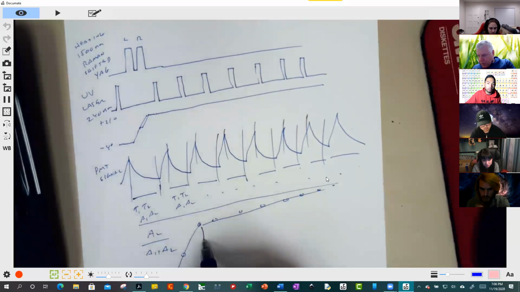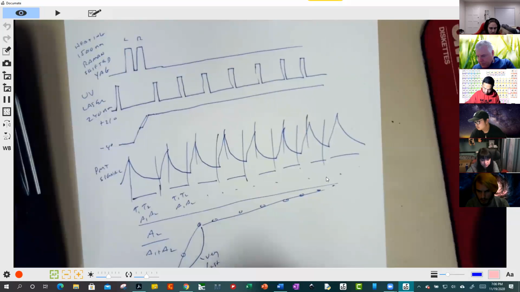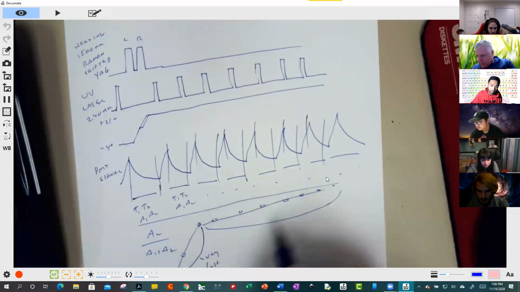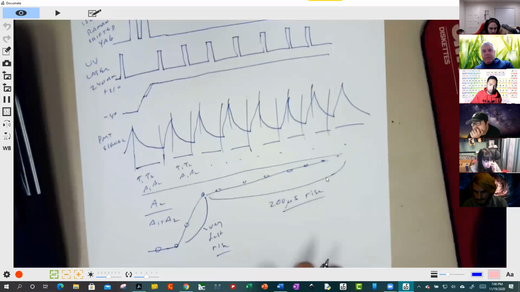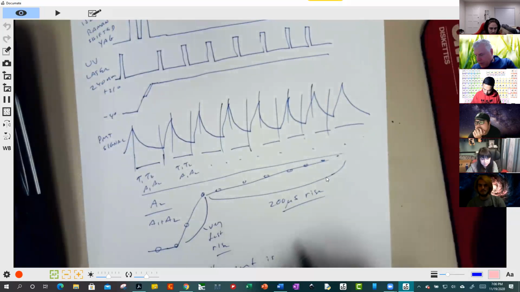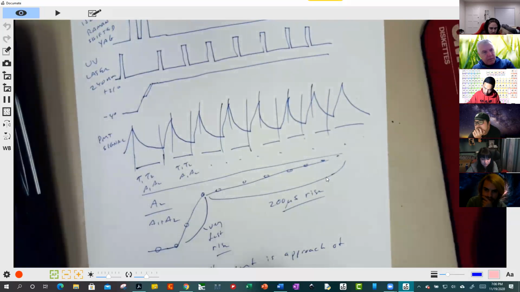there's a very fast part, and a 200 microsecond rise. In this latter part is the approach of tryptophan to methionine.